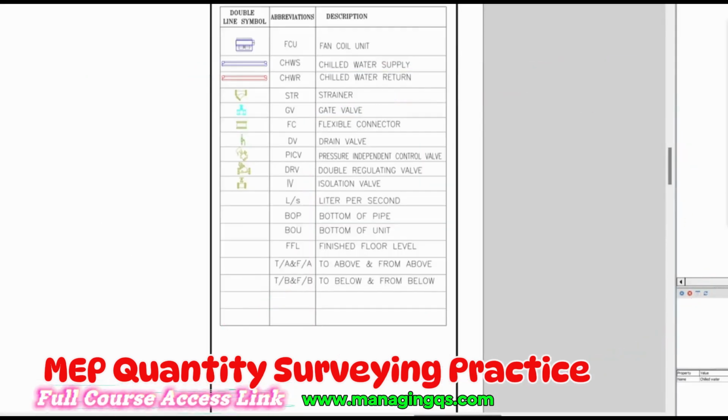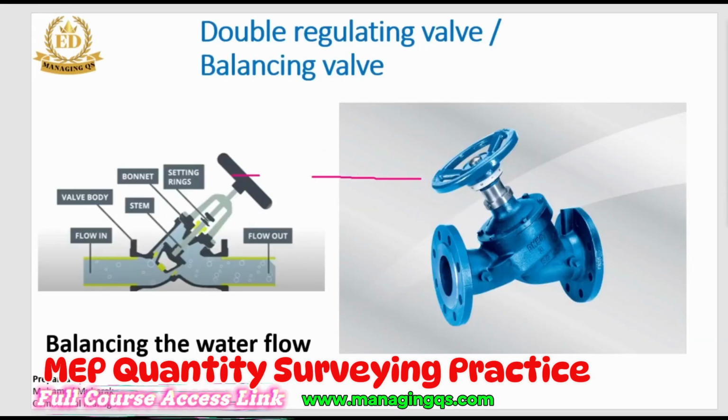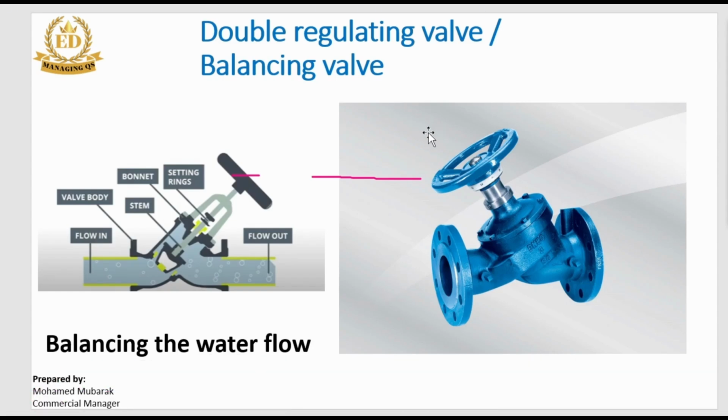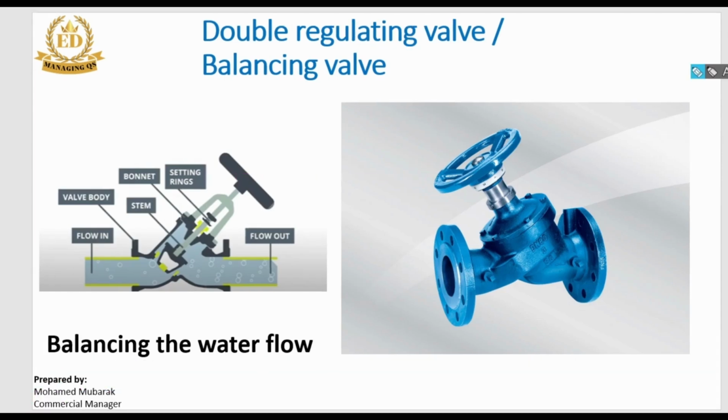Another item you can see here is the double regulating valve. The double regulating valve's appearance looks like this. Its main function is to control the water flow rate, very important, the flow rate and pressure. It does double work, so that's why it's called the double regulating valve. We also call it a balancing valve. So it controls the water flow rate and also the pressure. This is the main function.